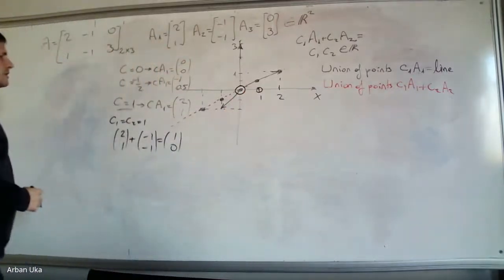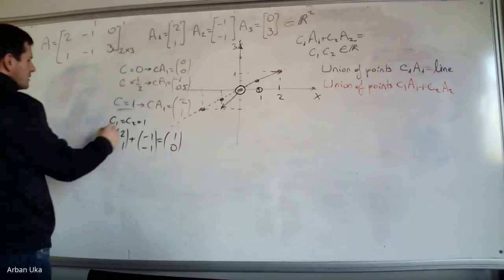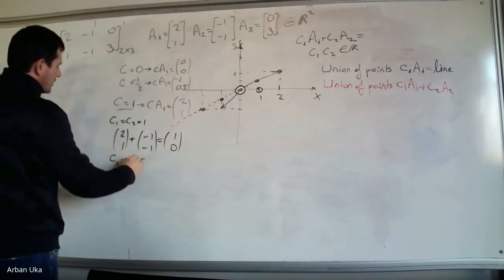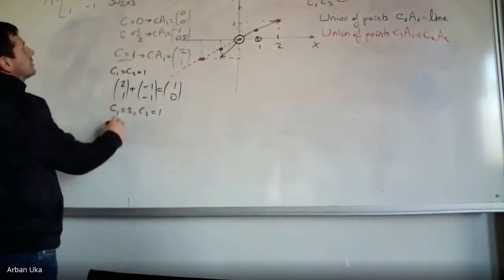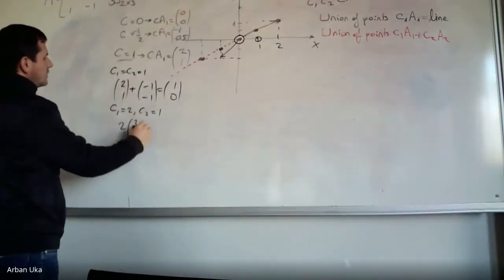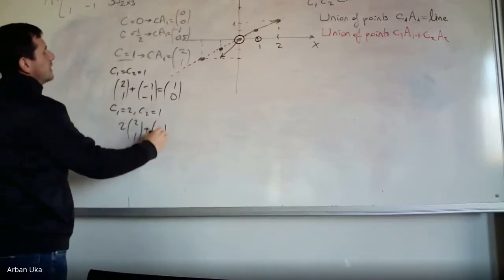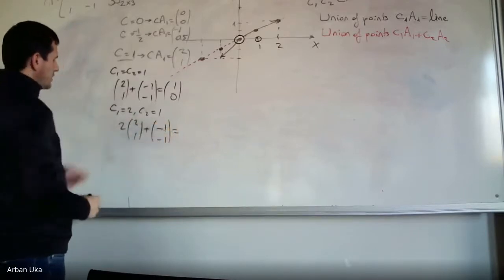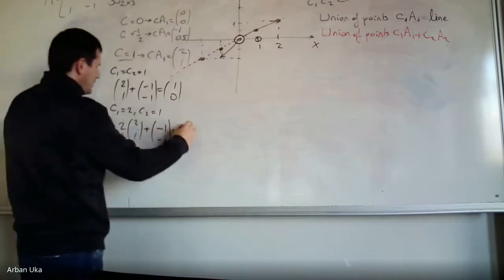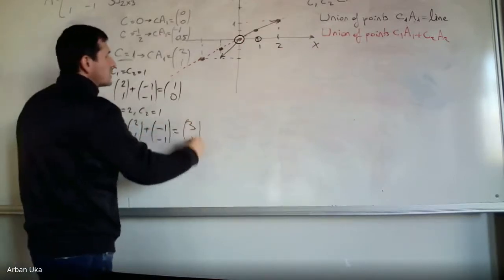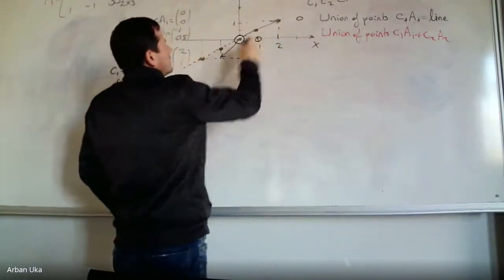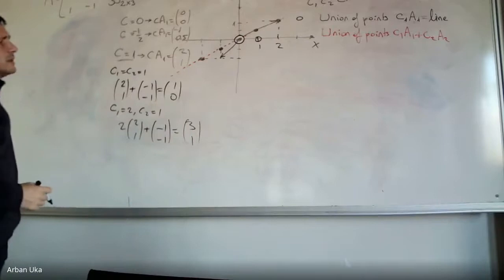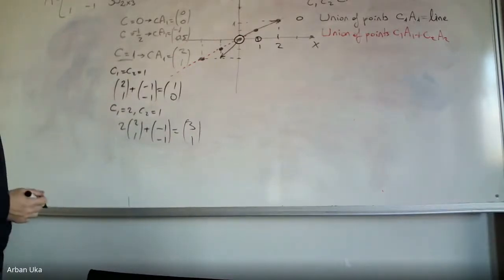We can also assign C1 equal to 2 and C2 equal to 1. In this case, we get what? 2 times (2, 1) plus (-1, -1). So this is 4 minus 1 is 3, 2 minus 1 is 1. So we get another point, (3, 1). So it's here, we get this point. Okay. Do you see a pattern between the points that can be identified by A1 and A2?